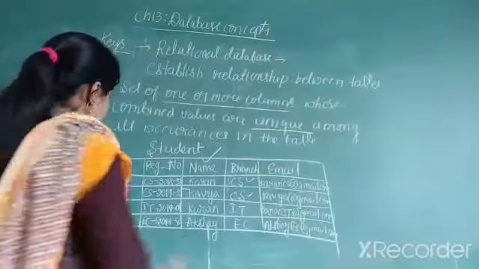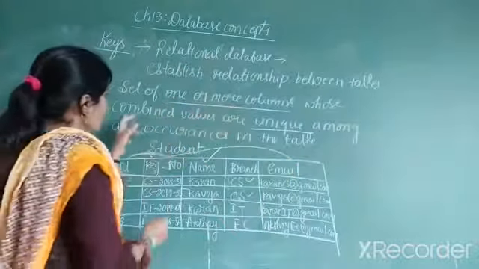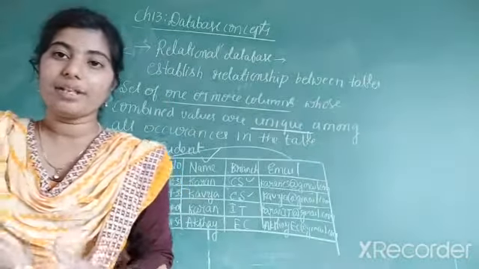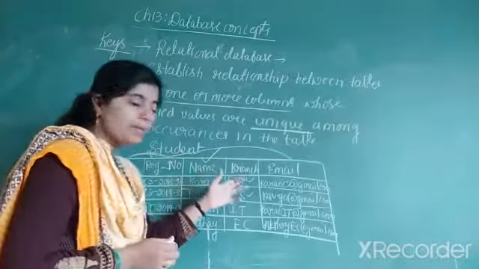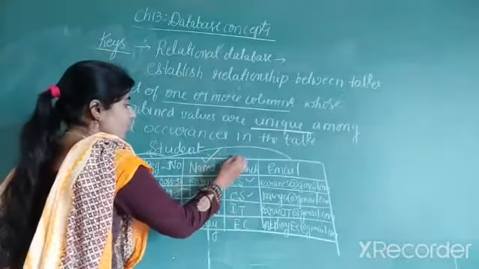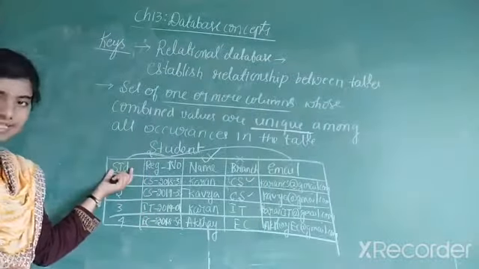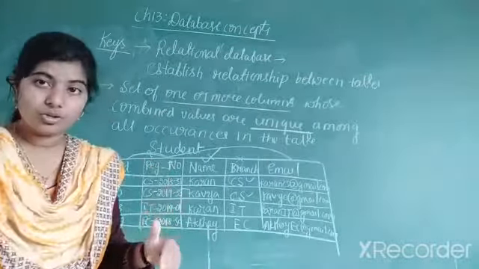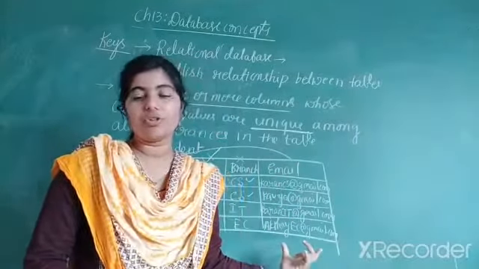A key is a set of one or more columns whose combined values are unique among all the occurrences. But if you consider name and branch as a key, the value is repeated. That's why these two are not considered as a key here. In this example, I may take SID as a key because it gives a unique combination of values. Register number is a key, and email is also a key, as they give unique combinations of values.